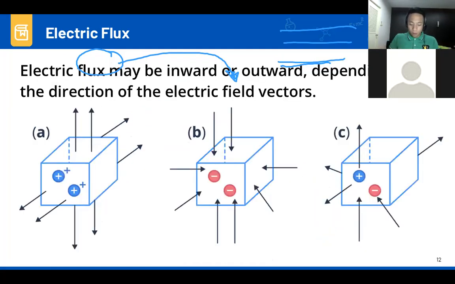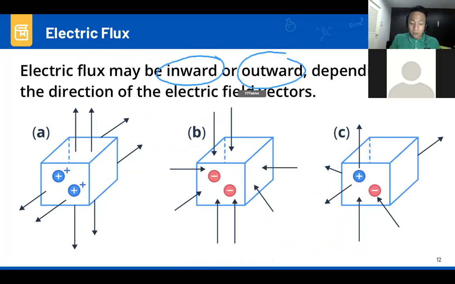Here we just have a simple summary of this electric flux. Electric flux may be inward or outward. I was wrong when I said inbound and outbound, those are terms used elsewhere. So the correct terms are inward and outward, depending on the direction of the electric field vectors.